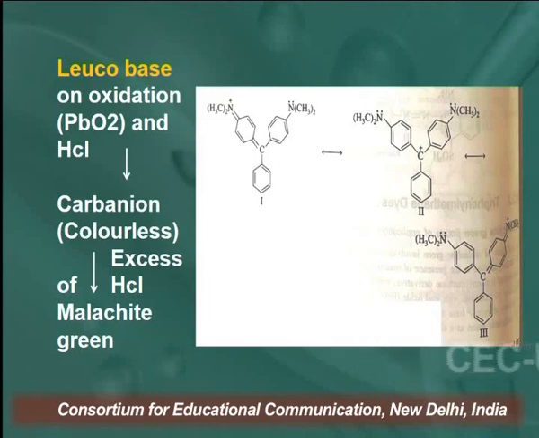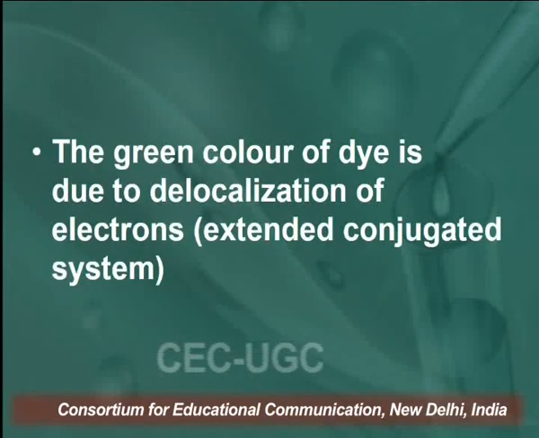This leucobase, on oxidation in the presence of lead oxide and HCl, gives a carbocation, and that carbocation is colorless, but when we add excess of HCl, excess acid, we get malachite green. So this is the synthetic method by which we can synthesize malachite green on a large scale.